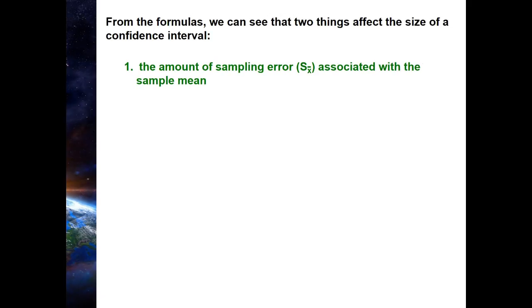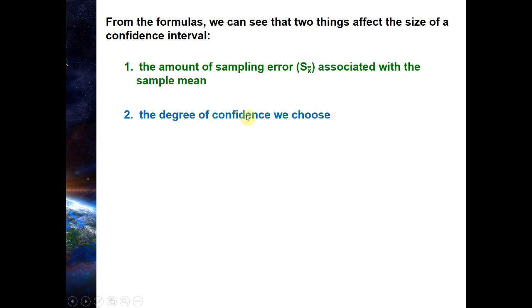So from the formulas, the reason why I like to go over the formulas is because we can see that two things are going to determine how big or how small your interval size is. The first thing, which was what we just discussed, is how much sampling error you have around the mean, right? Your SEM or S sub x bar. The bigger your sampling error, the bigger your interval becomes.